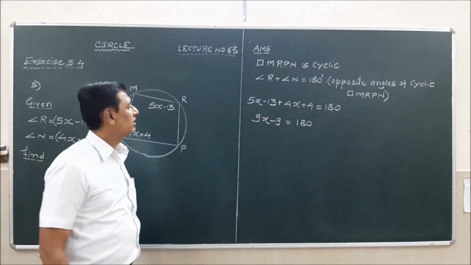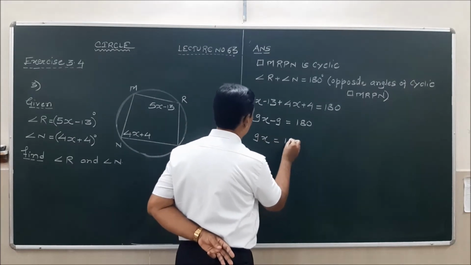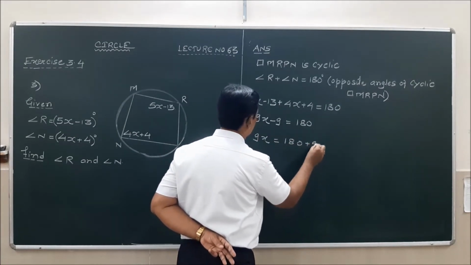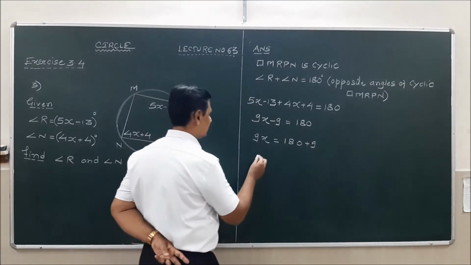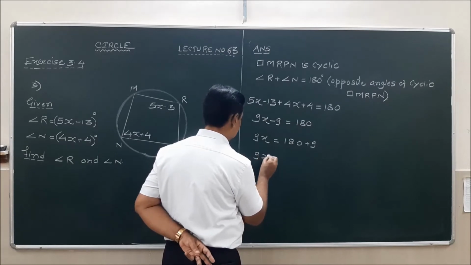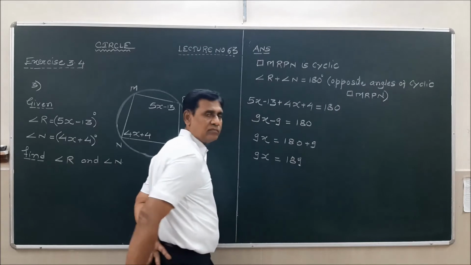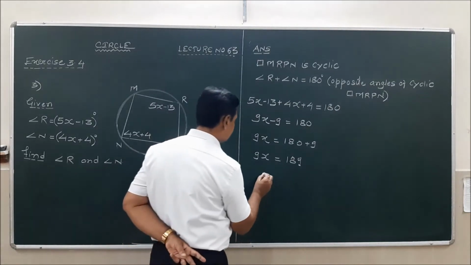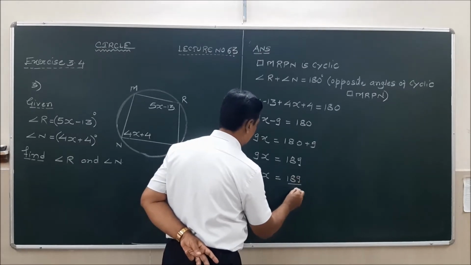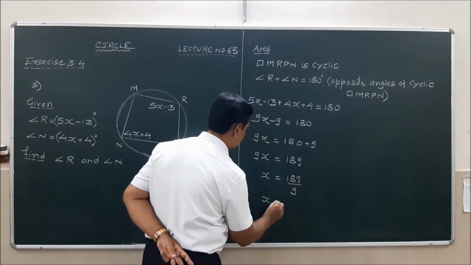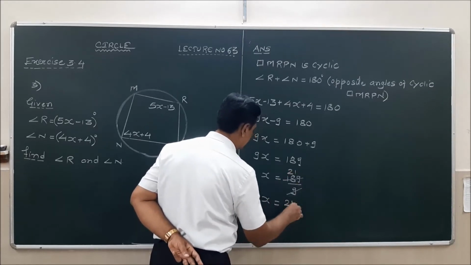So 9x is equal to 180 plus 9. If I transfer this 9 to the right hand side, it will become this. So 9x is equal to 189. So x is equal to 189 upon 9. So x is equal to 21. Very simple.